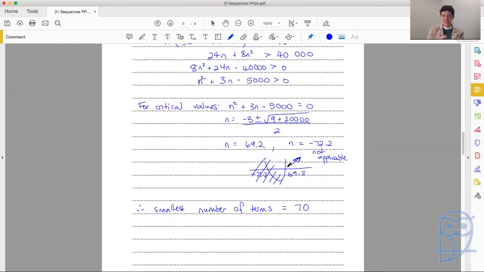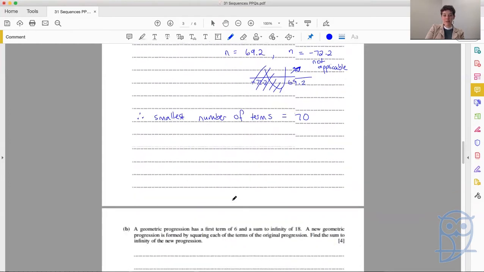Are you happy with this change of use of the quadratic inequality? Okay, cool. So let us move on to part B of this question.